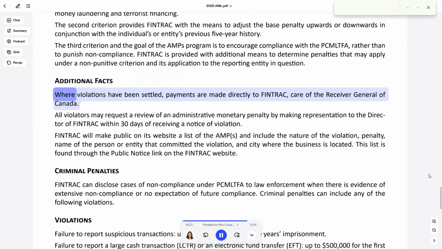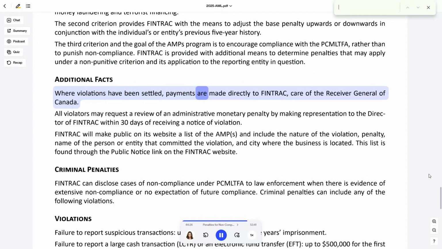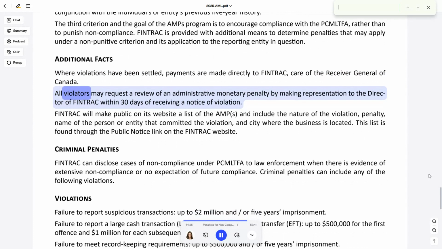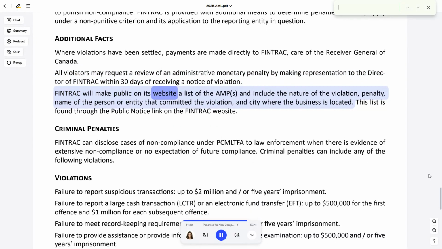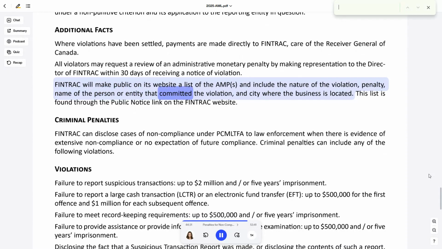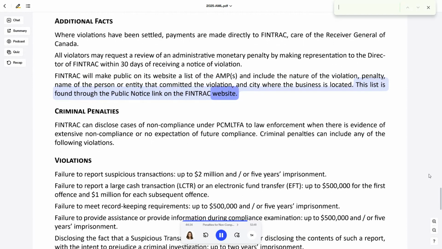Additional facts: where violations have been settled, payments are made directly to FINTRAC, care of the Receiver General of Canada. All violators may request a review of an administrative monetary penalty by making representation to the Director of FINTRAC within 30 days of receiving a notice of violation. FINTRAC will make public on its website a list of the AMPs and include the nature of the violation, penalty, name of the person or entity that committed the violation, and city where the business is located. This list is found through the public notice link on the FINTRAC website.